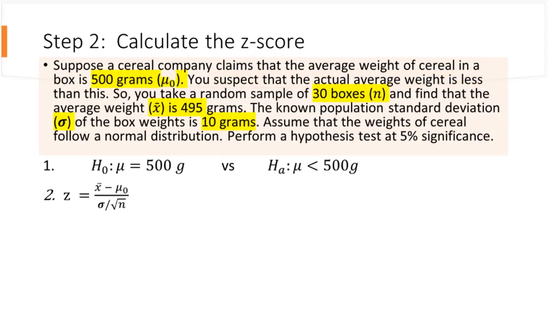Step 2. Calculate the Z-score. You can then calculate the Z-score using the formula Z equals x bar minus mu0, divided by sigma over root n. Notice that the x bar is 495 grams, mu0 is 500 grams, the population standard deviation, sigma, is 10 grams, and the sample size n is equal to 30. Substitute the numbers and calculate. We have 495 minus 500 divided by 10 over root 30. We have negative root 30 over 2, which is equal to minus 2.7386.